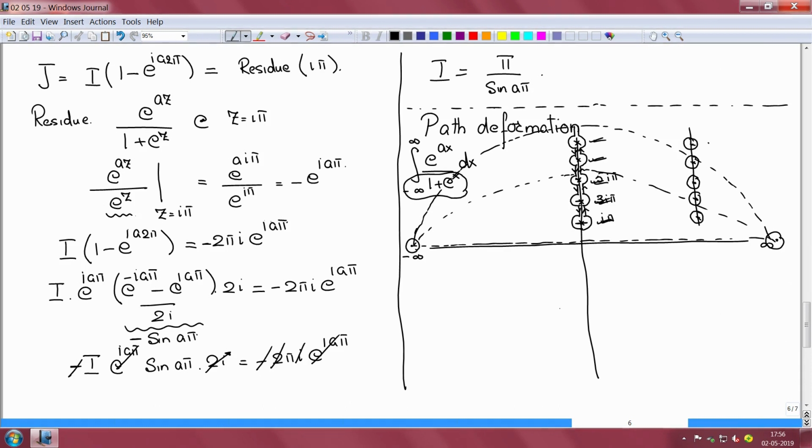Okay. Now let me just give an approximate proof of what happens on this portion of the deformed contour. Okay. I have integral over the C R e to the power a z, okay, dz by 1 plus e to the power z.